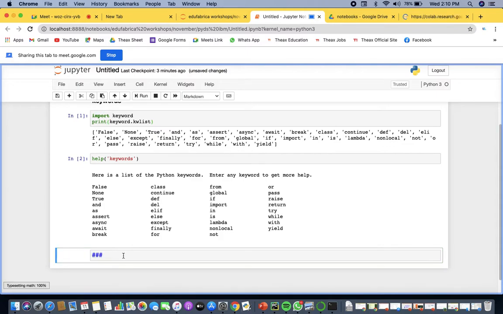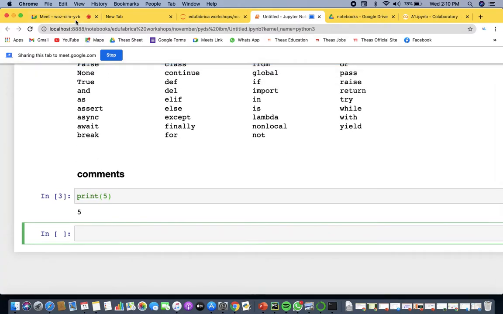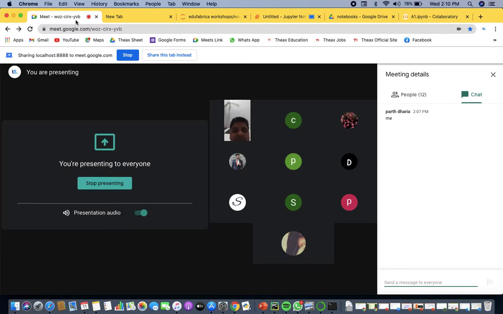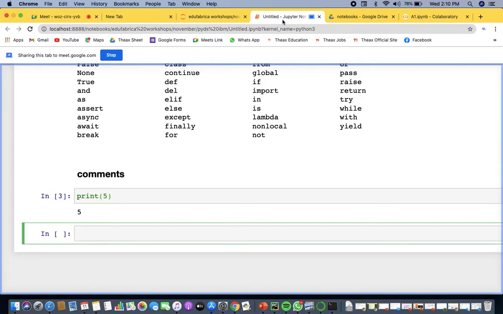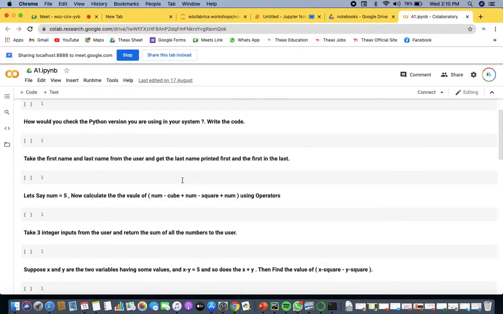Next we see something called comments. Okay, now let's understand comments in very simple terms. Whenever I say anything, like if I say print 5, that's it, 5 is being printed. Or let it be anything: 5, 10, 15, 20, any string, or you can print your name over there. I'm writing my name, right? So it gets printed over there.